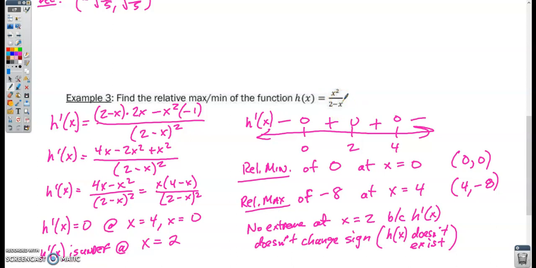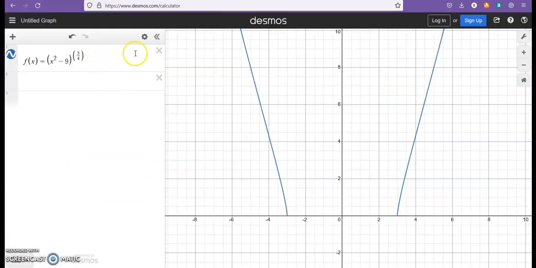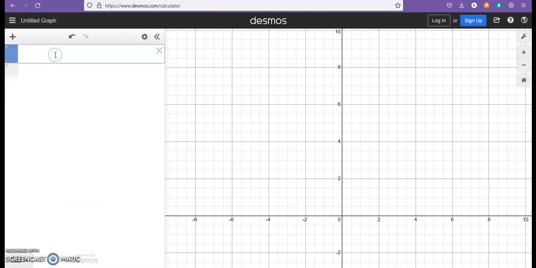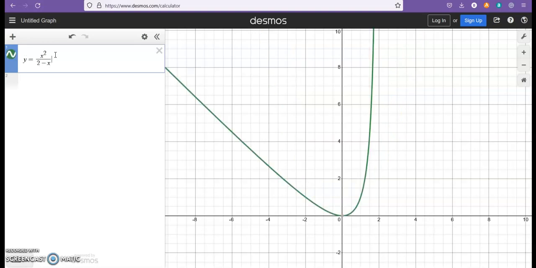So one of the things that you might think is a little weird about this is we've got a relative max that's smaller than our relative min. If we take a look at the graph of this, let's go ahead and graph the function y equals x squared over 2 minus x. Type that in, right? Yep. All right. So there's our function.